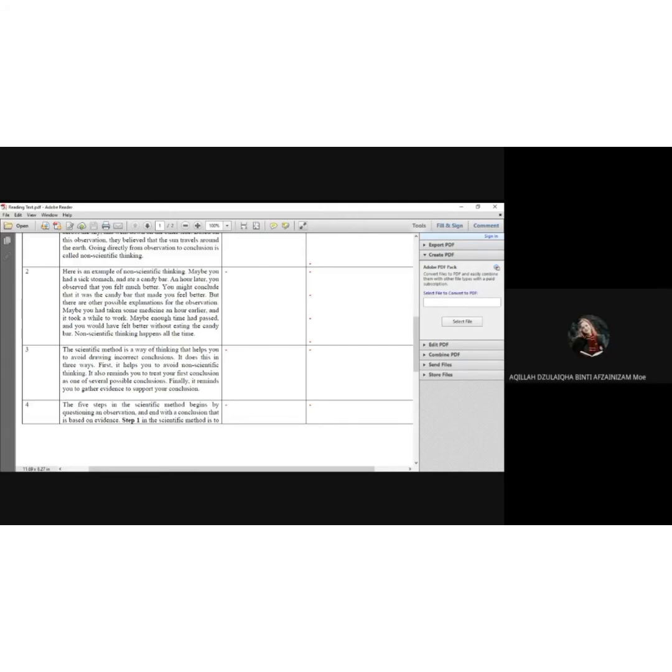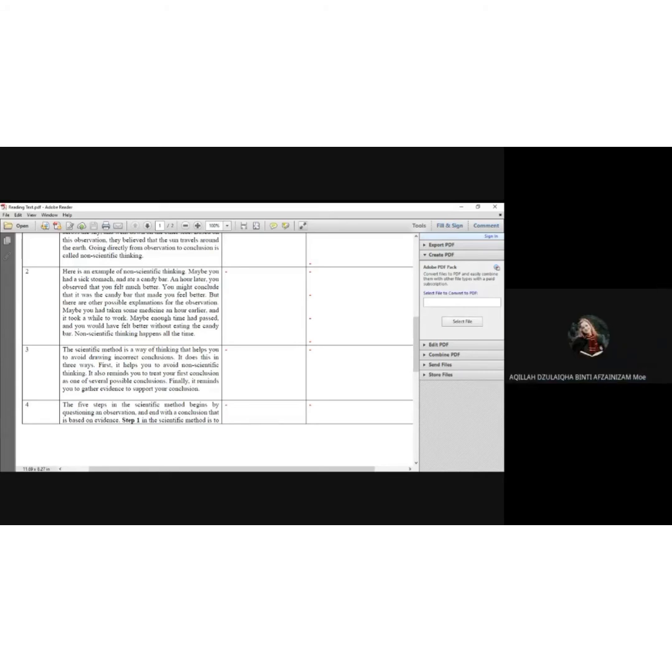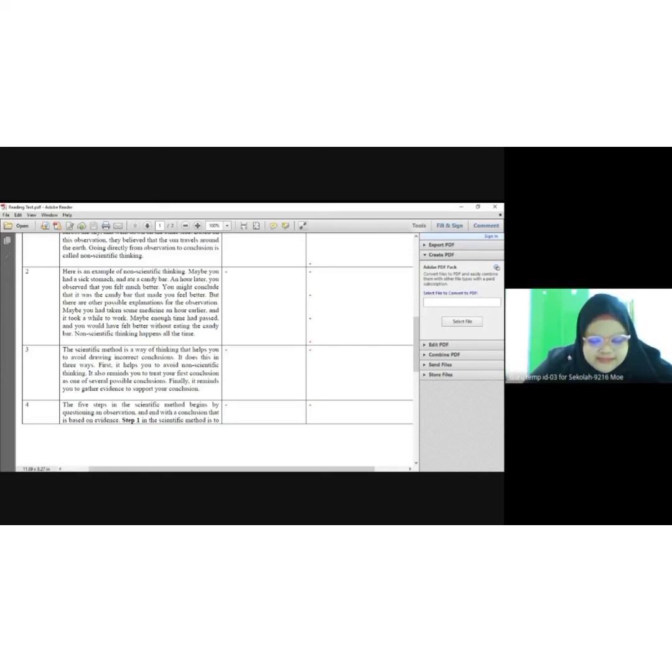Maybe you would have felt better without eating the candy bar. Yes, that's the accurate and correct one for the main idea for paragraph 2. Very good. So, what about the supporting details? There are 4, I think, the supporting details from here. Who's gonna share?